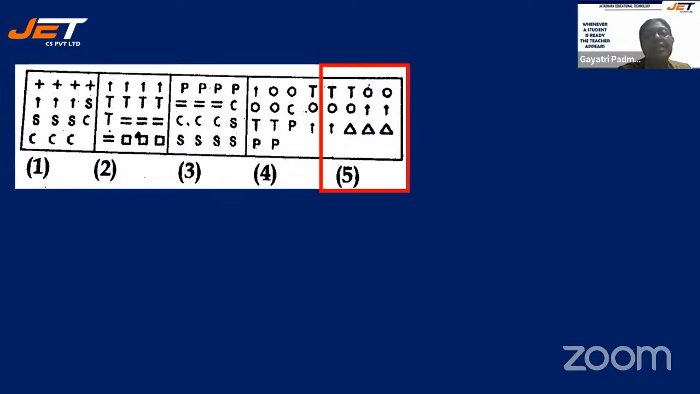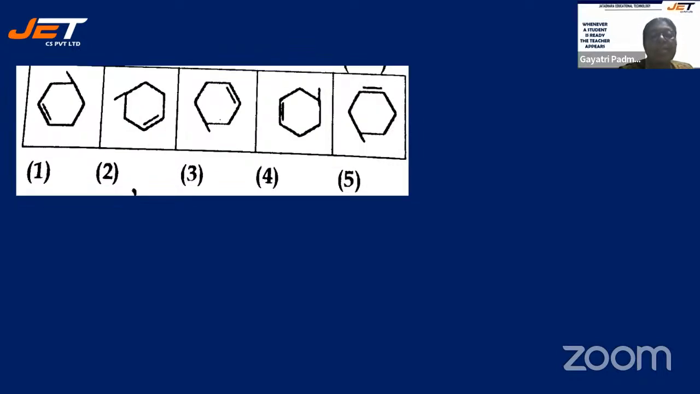All right. Yes, it is option 5, which is different from the other one. All right. Yes. See the next question. You have option 1, 2, 3, 4, and 5.